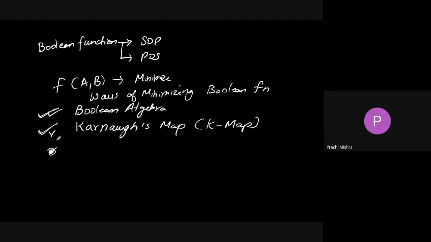So Boolean algebra, we have done. We have understood how to minimize a given Boolean function with the help of Boolean laws. We have seen different laws, and using those laws we can easily minimize our given function. Next we'll see how to use K-map.